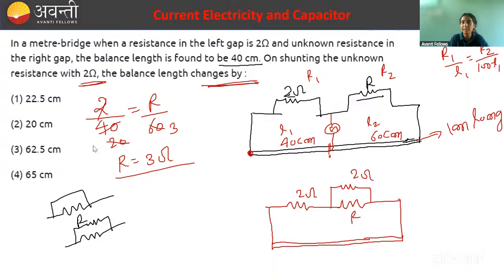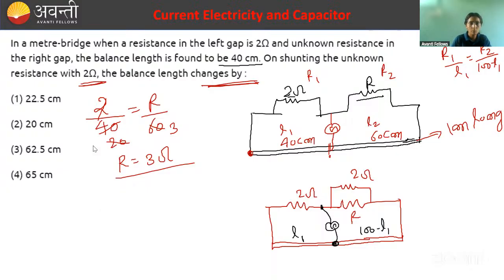Now the question is where we are going to get the balance length now. Let's say the balance length we are getting is at L1. So take a galvanometer. Let's say from this point we connect a galvanometer like this and we get the null point here. Let's say this is L1. Then clearly this will become 100 minus L1, or 1 minus L1 in terms of meter. So now let's calculate it. If you apply the meter bridge formula in this situation, what you are going to write is 2 by L1.